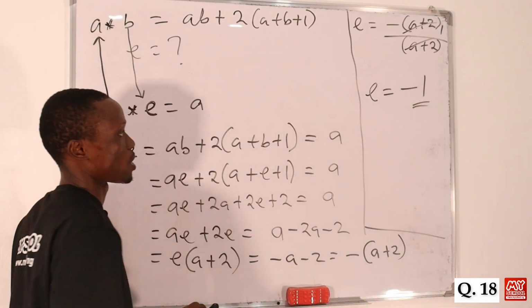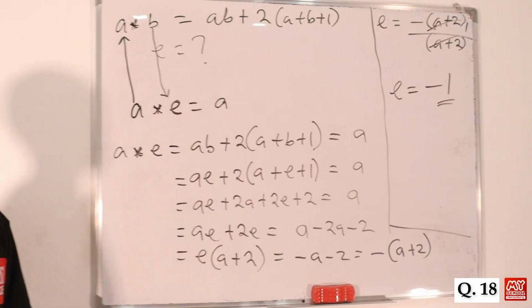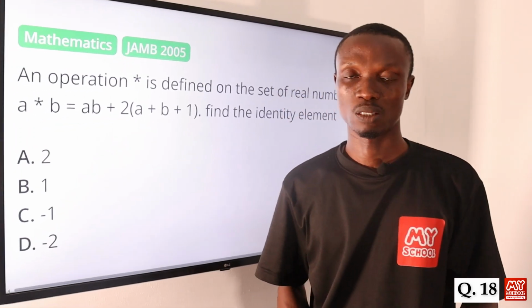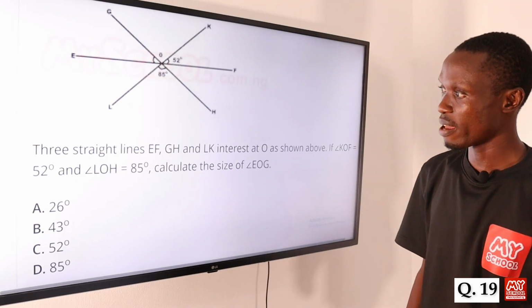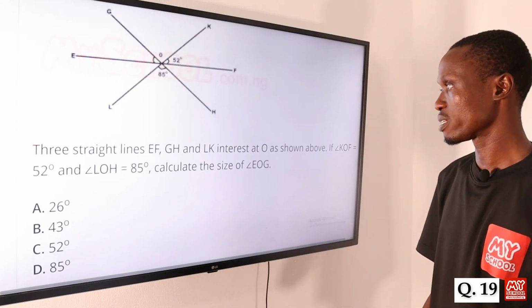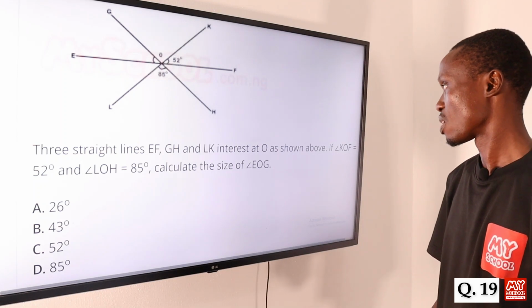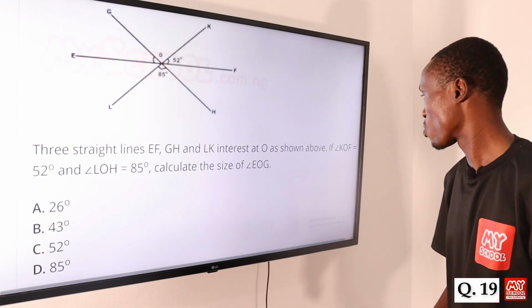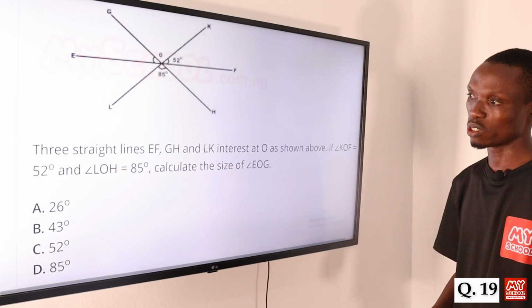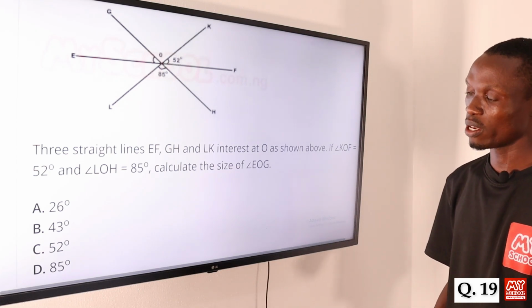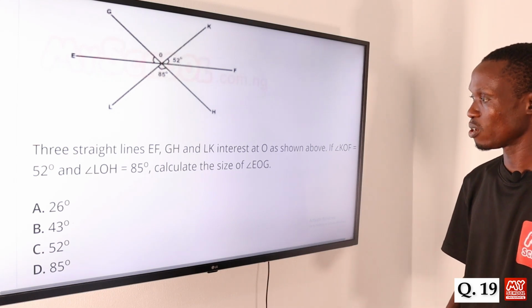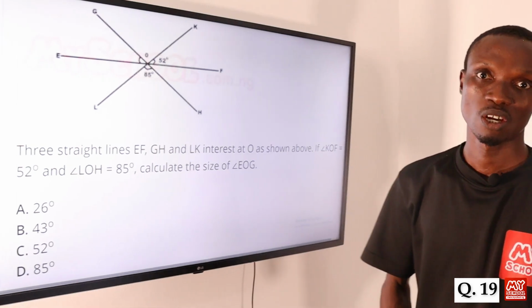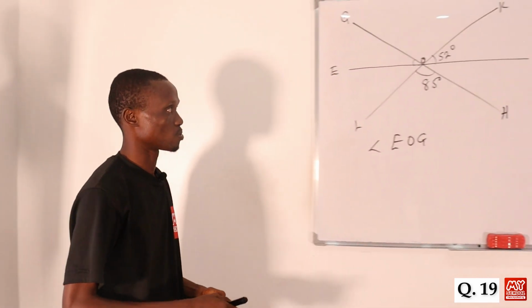So let's return back to the screen to pick the correct answer to this question, and that is option C, minus 1. Question 19. 3 straight lines EF, GH, and LK intersect at O as shown above. If angle KOF is equal to 52 degrees and angle LOH is equal to 58 degrees, calculate the size of angle EOG. So let's move over to the board to provide the answer to this question.